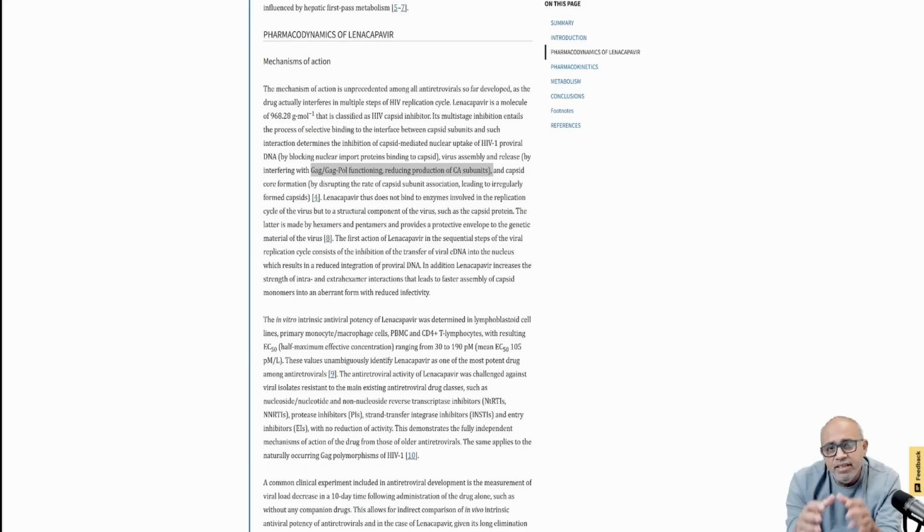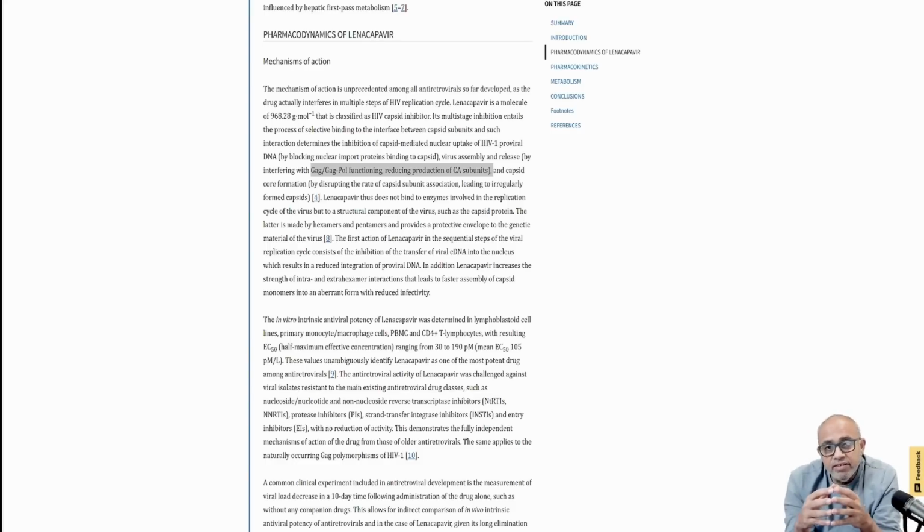Lenacapavir's action starts by preventing the virus's genetic material, that is cDNA, from entering the host cell's nucleus. This is important because it stops the virus from integrating its genetic code into the host cell's DNA, which is the first critical step in a virus life cycle. By binding to the capsid protein, lenacapavir blocks the virus's ability to assemble new virus particles and prevents them from being released from the infected cells.